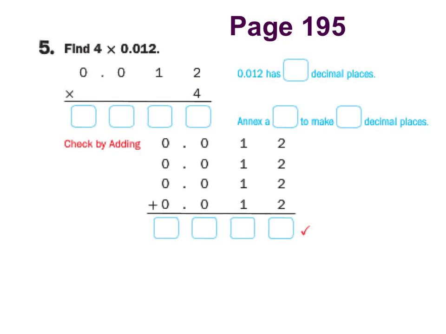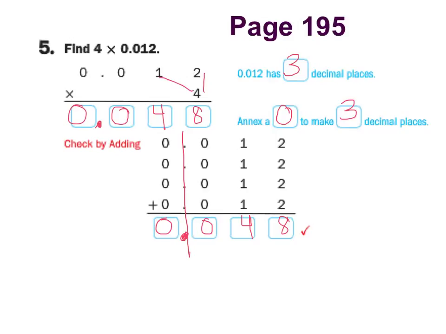As we work through some more, here we're going to do 4 times 12 thousandths. So we're going to do 4 times 2 is 8. 4 times 1 is 4. And then I kind of could be done. But since there are 3 decimal places in the factor, we're going to annex a 0 to make sure we have 3 decimal places in the answer. And I can put my decimal there. And we could check by adding. Notice my decimals are all lined up here. Then we could do 8, 4, 0. Put a 0 in front of the decimal point and make it official.